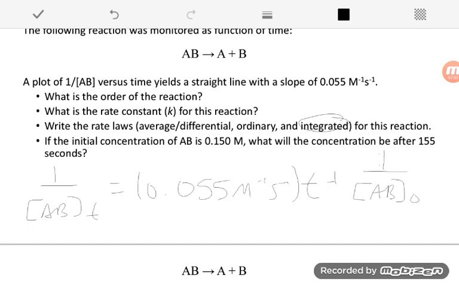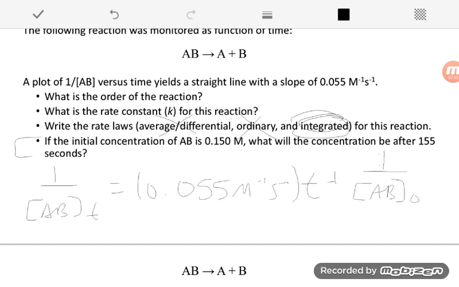Now that we have these three equations, we can use at least one of them to figure out the answer to this question. The initial concentration of AB is 0.150 molar. What will the concentration be after 155 seconds? Notice that this doesn't have the word rate anywhere in it. So that's how we know we don't need that average or ordinary rate law. We're going to use the integrated rate law. Integrated rate laws don't care about rate. They just want to see how concentration changes over time.